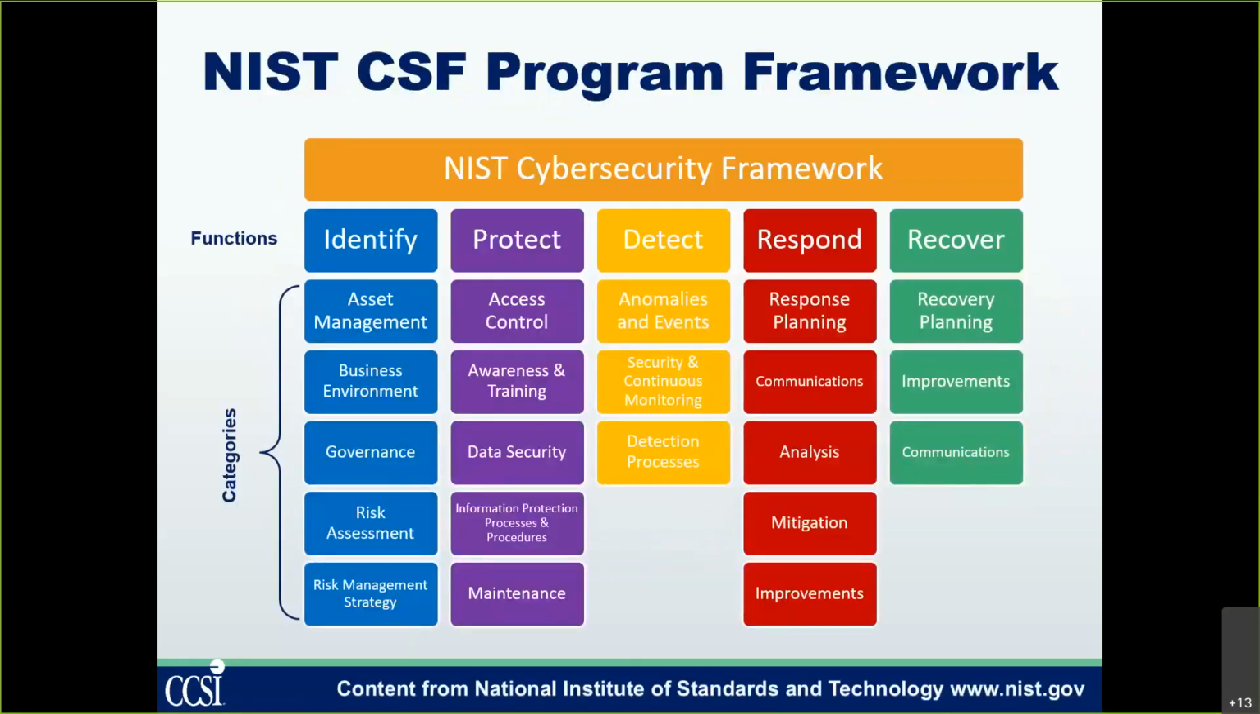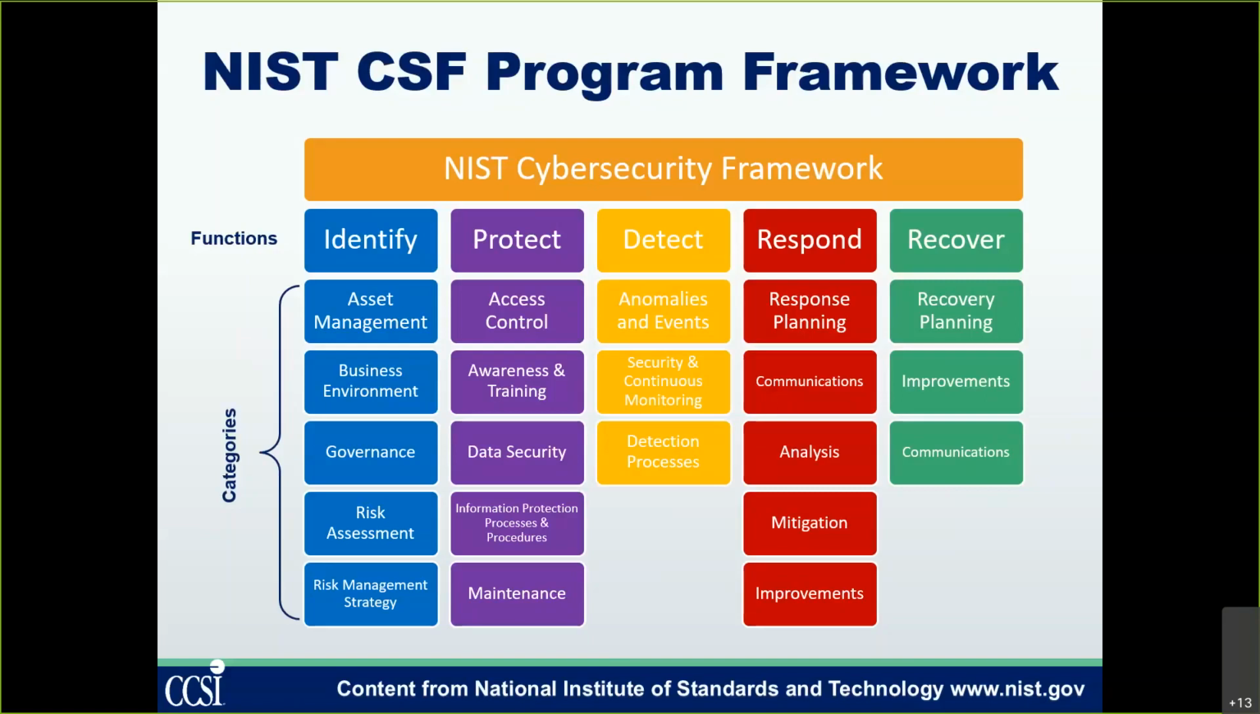Right here we have these programs. So this is kind of what we just talked about. We have the categories, broken down into 21 as I said before. You have the functions: the overlying NIST Cybersecurity Framework, the big orange block. Then you have the 5 below that: identify, protect, detect, respond, recover. Those are the functions, and below that you have the categories. We're going to get into the subcategories in the next slide.